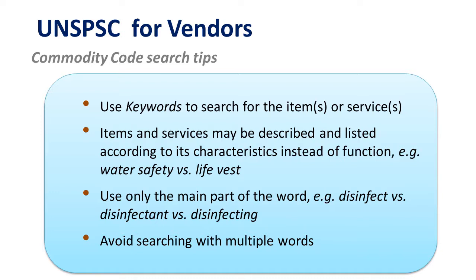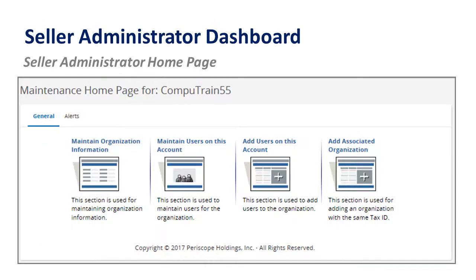Combis does not prompt a Boolean search used by internet search engines. So if your search terms are too specific, they may not match the UNSPSC language. The Seller Administrator's homepage shows the icons that can be used to update and maintain the vendor account. These updates can only be made within the Seller Administrator role. Vendors with both roles will need to change to the Seller Administrator role before viewing this homepage.